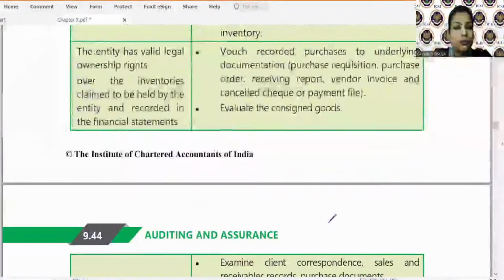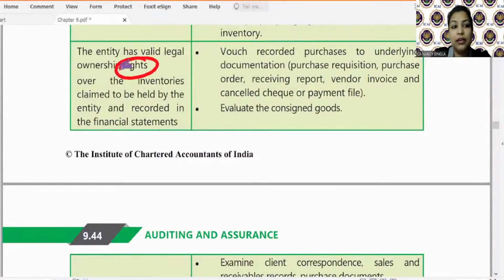Now with respect to the valuation, and whether the company, the client, is having the rights over the inventory, the auditor will vouch the recorded purchases. I told you that whatever documents are there, the auditor will check each and every document in order to see whether the client is having the right over such inventory, be it the purchase requisition, who started the purchases, who asked for the purchases, the purchase order, the receiving report, the vendor invoices, cancelled check, payment file, each and every document that the auditor can check in order to establish the rights assertion.